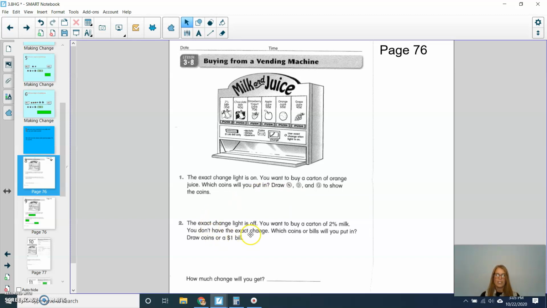For the second question, it's telling you that the change light is off and you want to buy a carton of 2% milk. You don't have the exact change. So which coins or bills will you put in? And then how much change will you get back? Why don't you press pause to try to solve and then press play when you're ready to check.